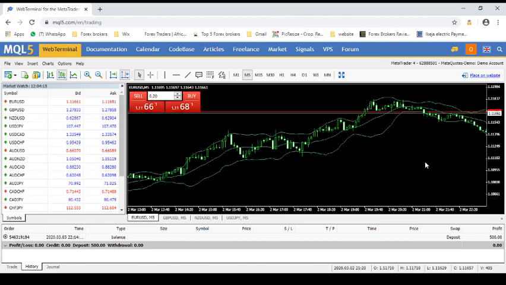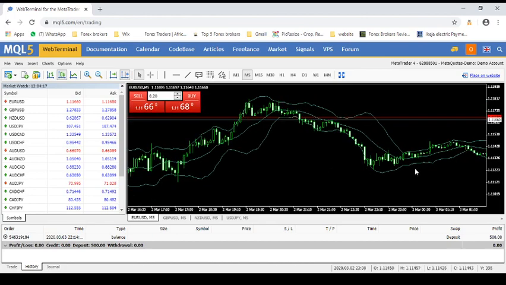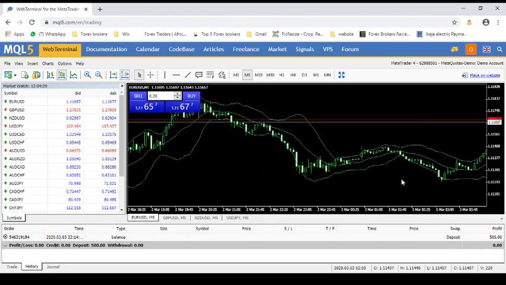In subsequent classes and training, I will show you how you can combine Bollinger Band and stochastic oscillator with RSI.